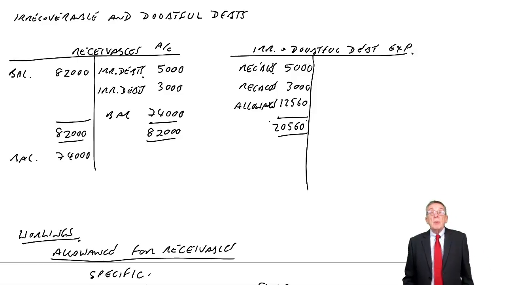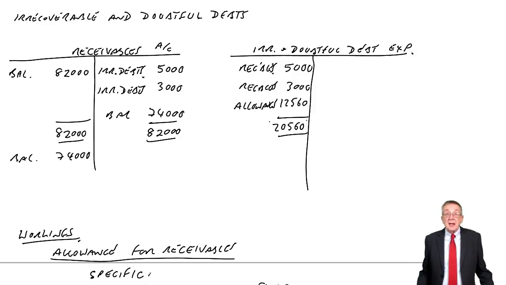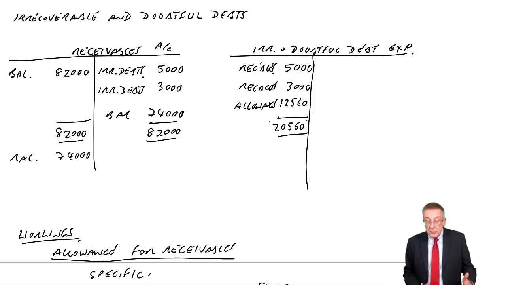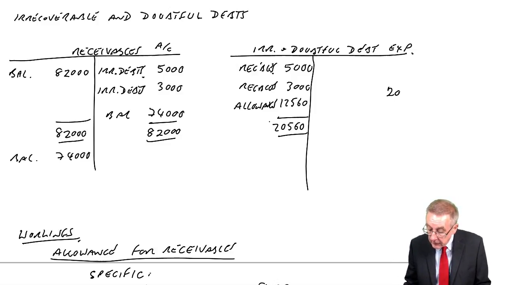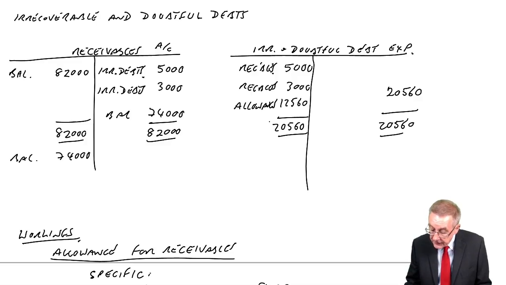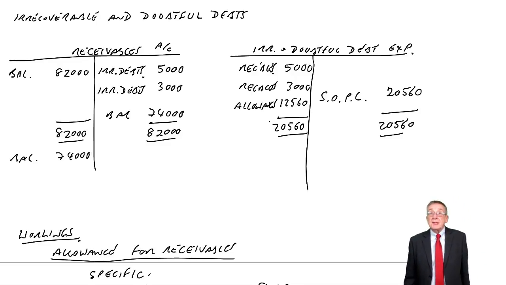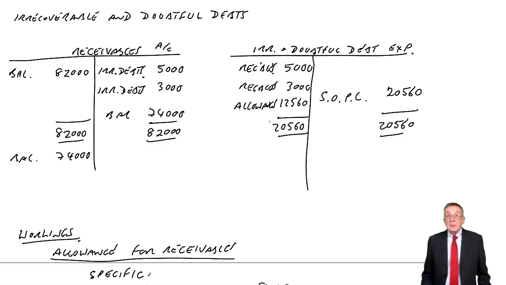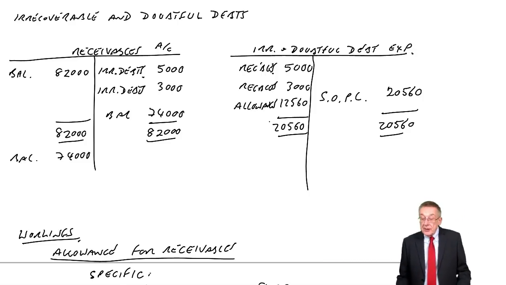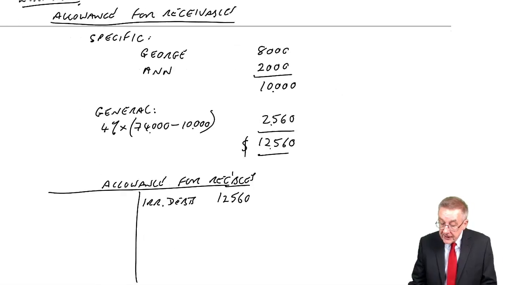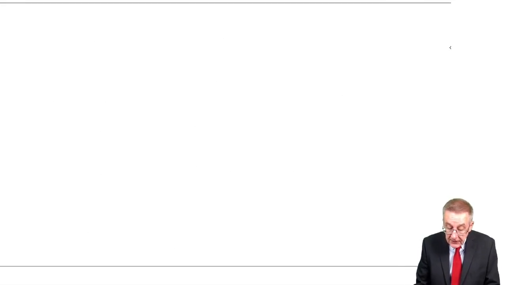And so the total of 2,560, well, like all expense accounts, we move it to the statement of profit or loss. Credit irrecoverable and doubtful debts, debit statement of profit or loss. And there's the total expense that will appear, 2,560. So there are the entries. Now let's just summarise how they'll appear on the statements.